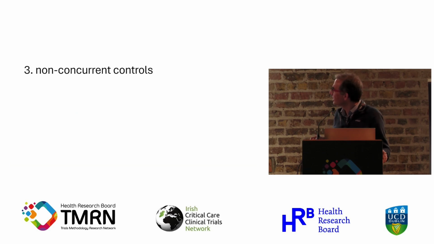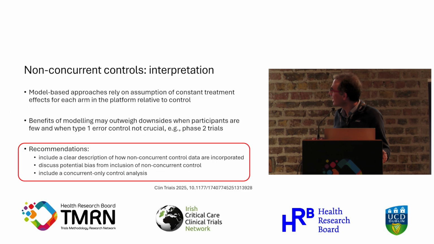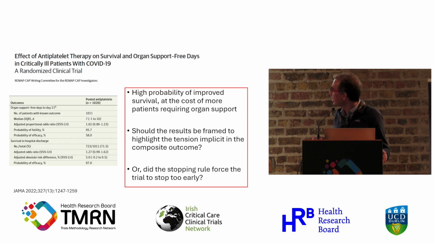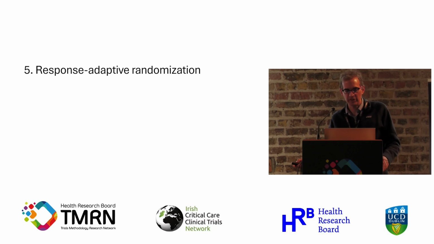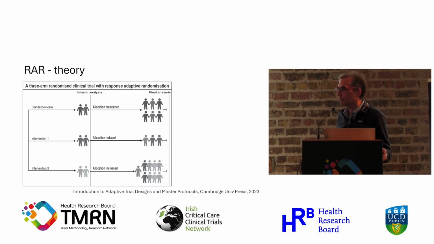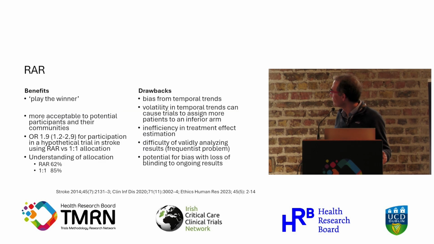I'm going to skip through non-concurrent controls in the interest of time and just talk about response adaptive randomization and our own experience with this. So this is one of the ways that adaptive platform trials can adapt, is to change the proportion of patients in each arm according to how each arm is doing. So in this interim analysis here, intervention 2 is doing better than intervention 1, and therefore more patients get allocated to intervention 2.